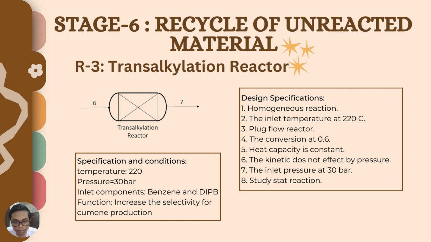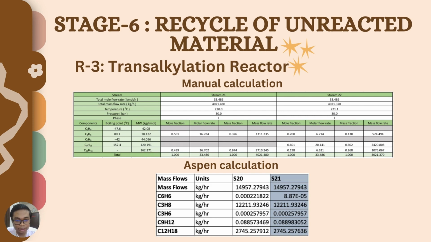For the next one, this is the manual calculation and the Aspen calculation. The same case as before, we assume that the transalkylation reactor only has benzene as well as DIPB. However, in the Aspen calculation, there are also other components, which are cumene, and we also have propylene and propane in the transalkylation reactor, which slightly affected our calculation. However, in terms of the mass balance, it is still considered acceptable.